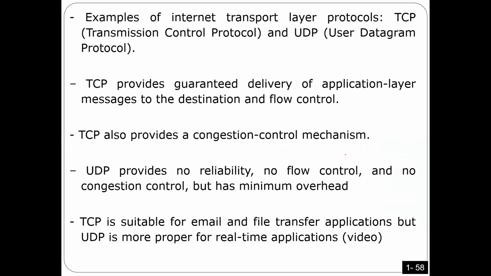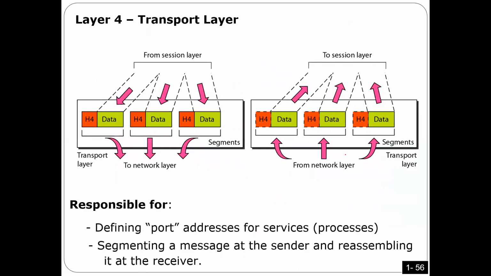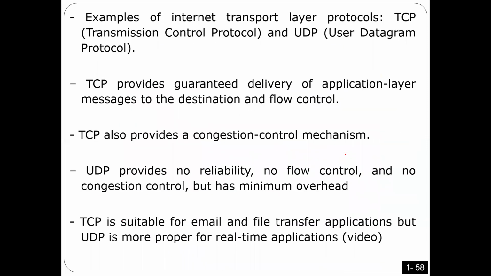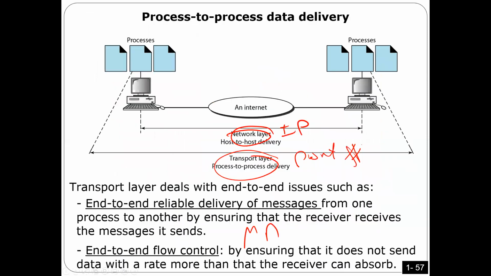So there are two very famous protocols we use here at the transport layer. End-to-end flow control, okay? As I explained last time, I'm expecting that you understand the concept or meaning of congestion control and the concept of flow control. Does anyone want me to repeat it? I explained congestion control and flow control last time, okay?